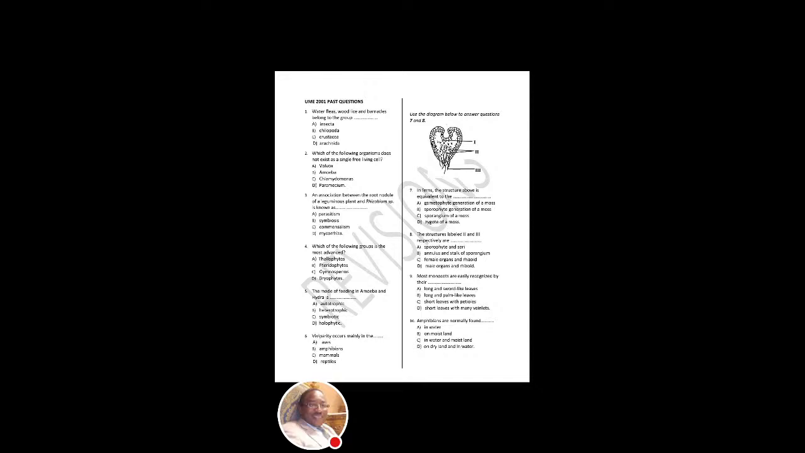Number 4, which of the following groups is the most advanced? You have Thallophyta, Pteridophyta, Gymnosperms, and Bryophyta. In the order of classification of kingdom Plantae, you have Thallophyta, Bryophyta, Pteridophyta, and Spermatophyta in that order. Now, Spermatophyta is divided into Gymnosperms and Angiosperms. Then the Angiosperms are divided into Dicotyledonae and Monocotyledonae.